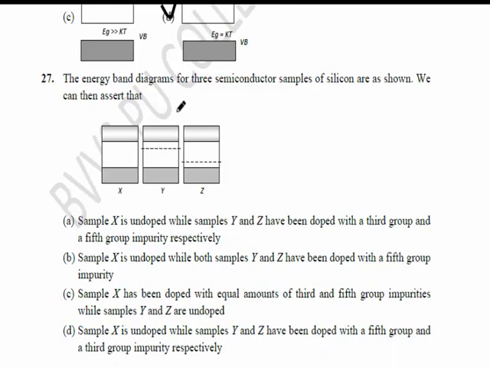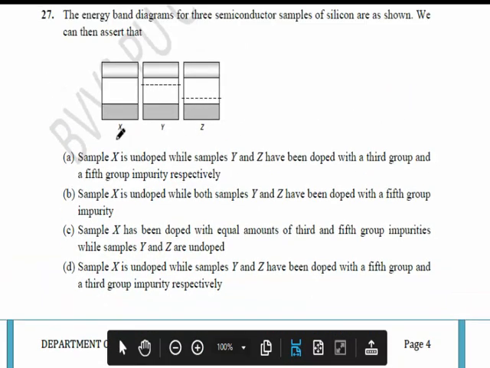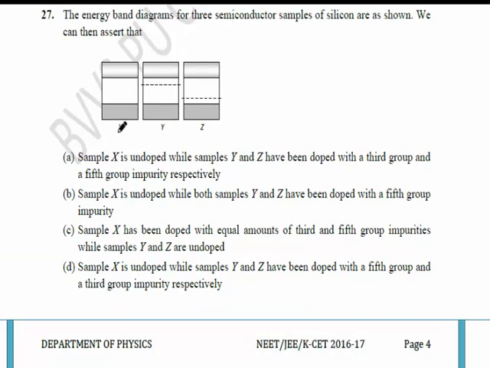27th question. The energy band diagrams of three semiconductor samples of silicon are shown, and the energy gaps for the silicon samples are given here. From this we have to get the correct statement. Sample X is undoped, while Y and Z are doped with third group and fifth group impurity. So X is undoped, that is correct.